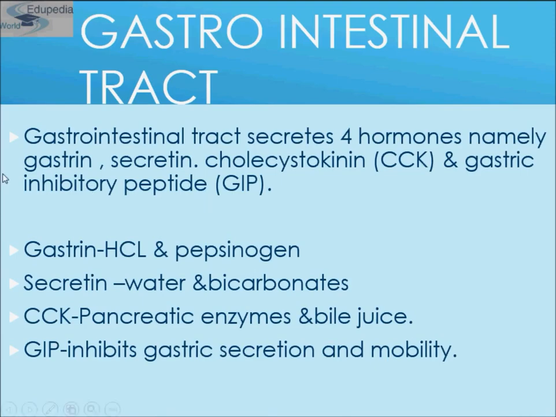The hormones secreted are as follows: gastrin is secreted by the mucosa of the pyloric stomach. That means gastrin, as the name suggests, is a hormone of the stomach. Okay, so gastrin is secreted by the mucosa of the pyloric stomach.